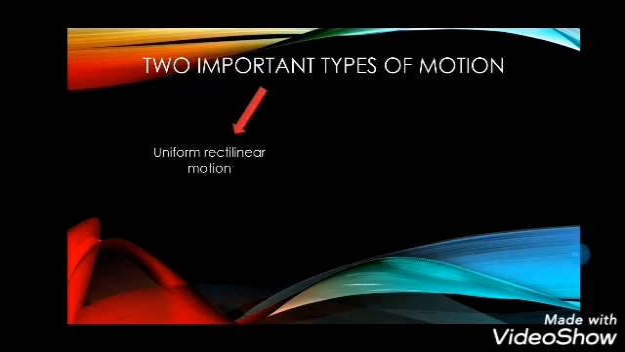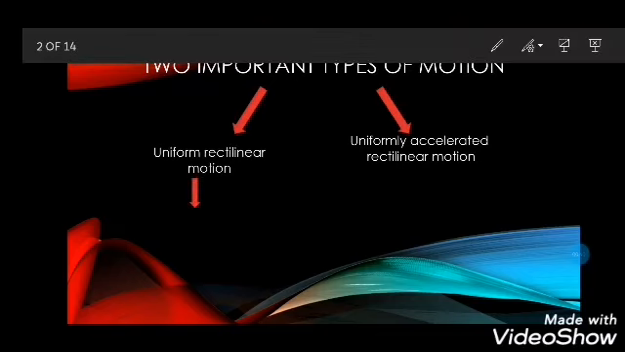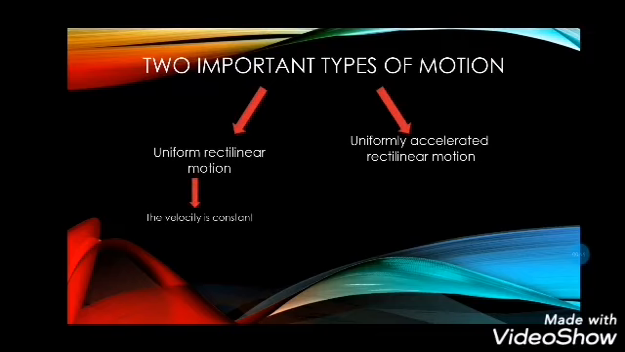Now, for your class, I have two important types of motion. The first one is the uniform rectilinear motion. The second one is the uniformly accelerated rectilinear motion. In the first one, the velocity is constant. And since the velocity is constant, I'm not changing velocity, the acceleration is going to be 0, so no acceleration. And the equation will be x equals vt plus x0, where v is the velocity that is constant and given, and x0 is the initial position also given.